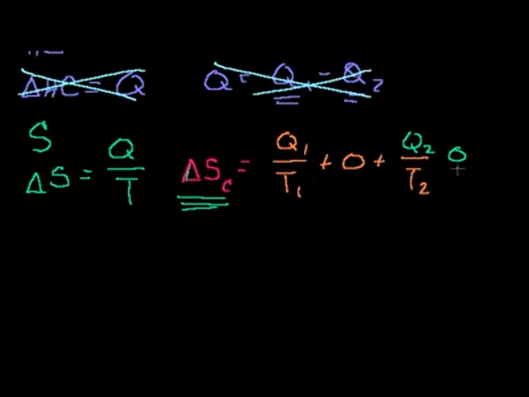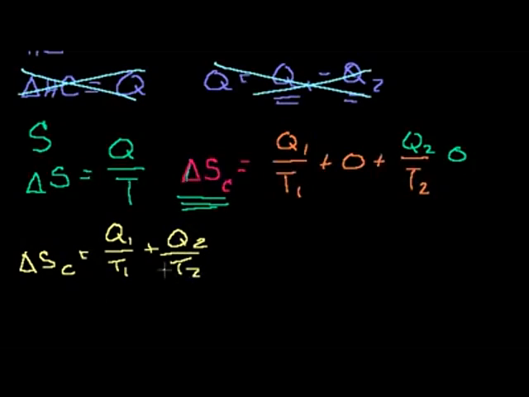So let's figure out what this value is, our change in our mystical new candidate state variable S as we go around the Carnot cycle. It is equal to Q1 over T1 plus Q2 over T2. We'll see Q2 is negative. So what is Q1?